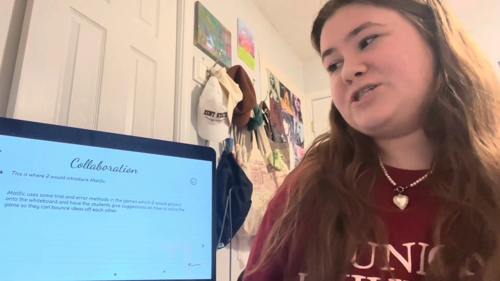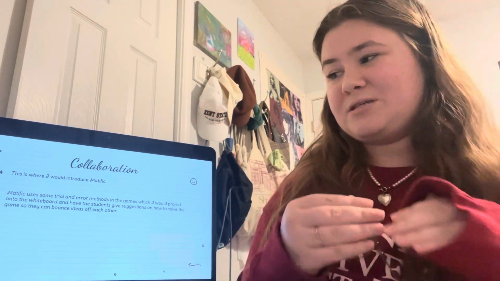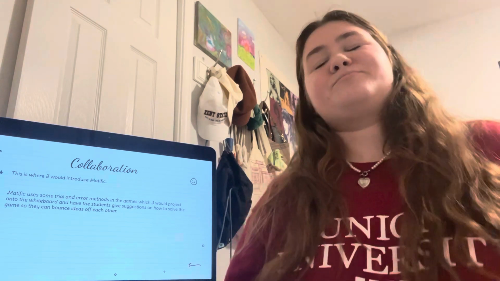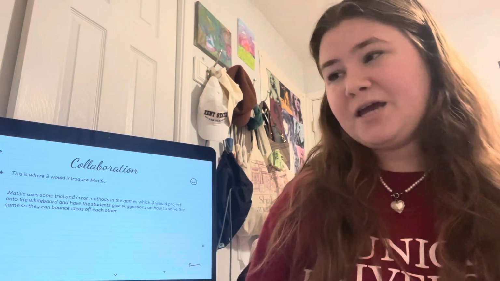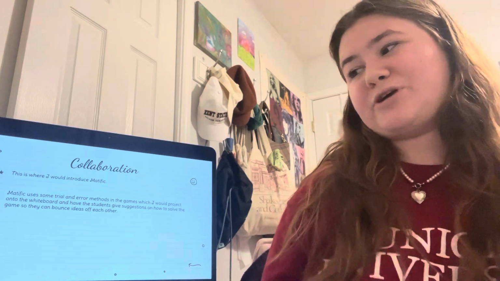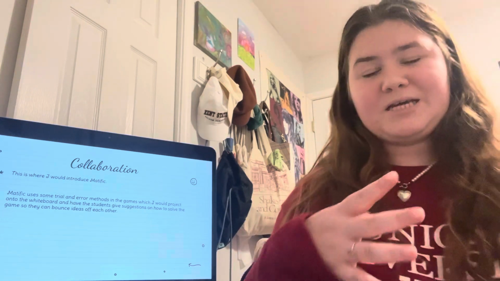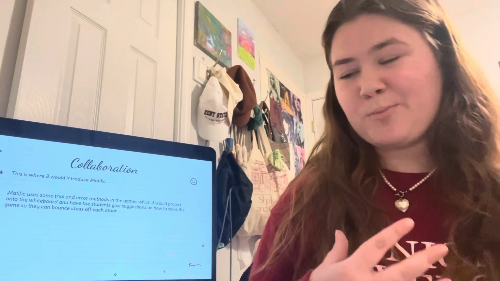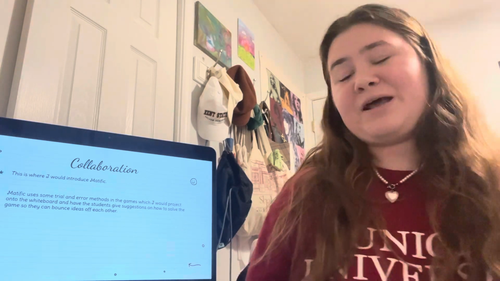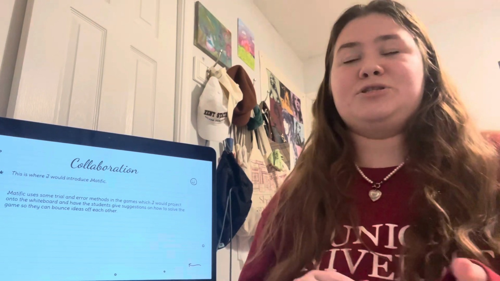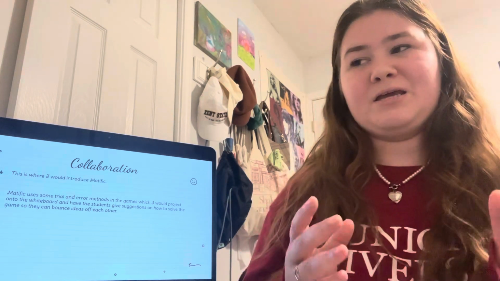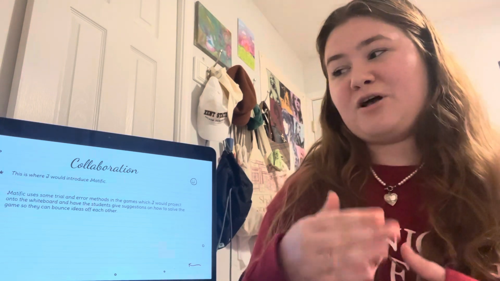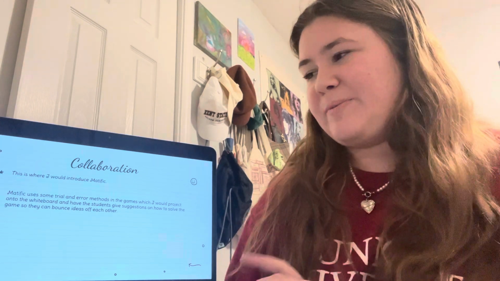And then for collaboration, this is where I would introduce Matific, which is a teacher technology that I would use. It uses trial and error methods and games, which I would project onto the whiteboard or the smartboard. And I would have the students give suggestions on how to maybe solve the game, and then they could bounce ideas off each other to help solve the level, which would be good.